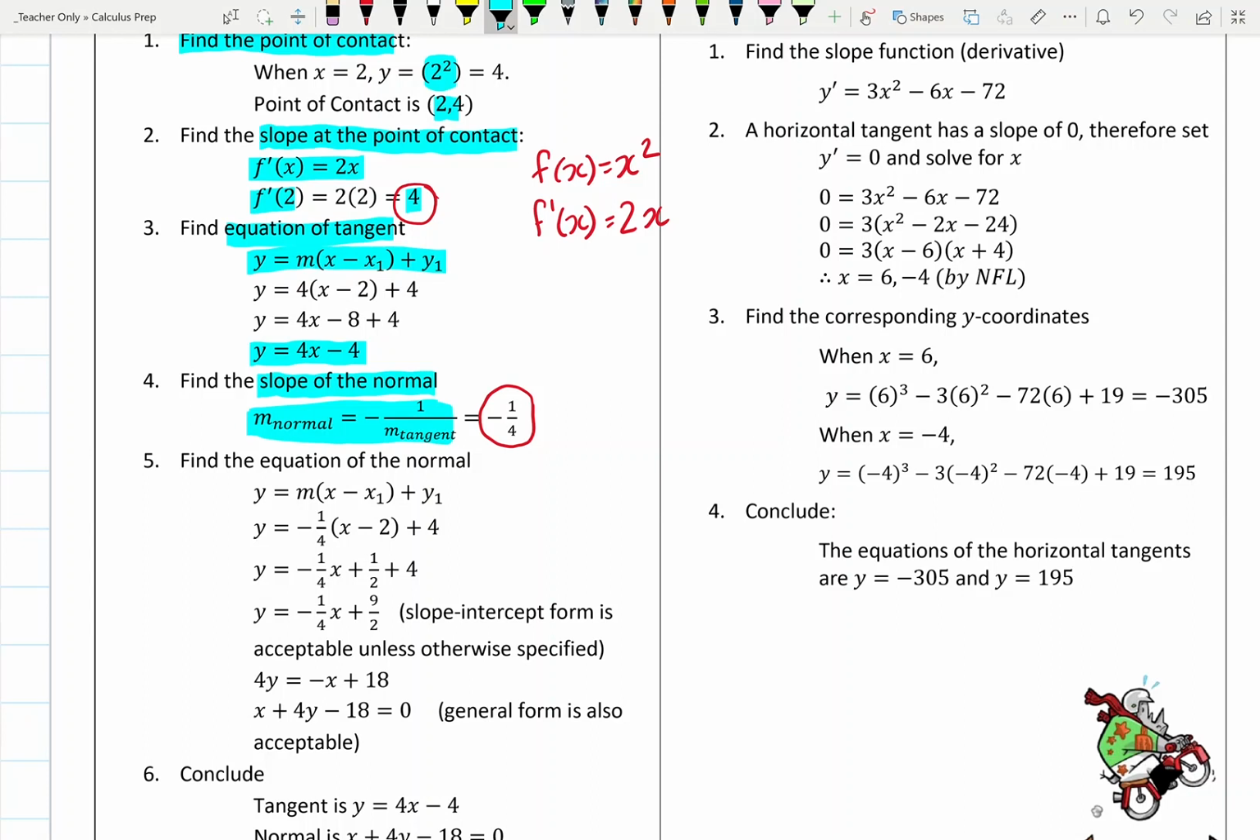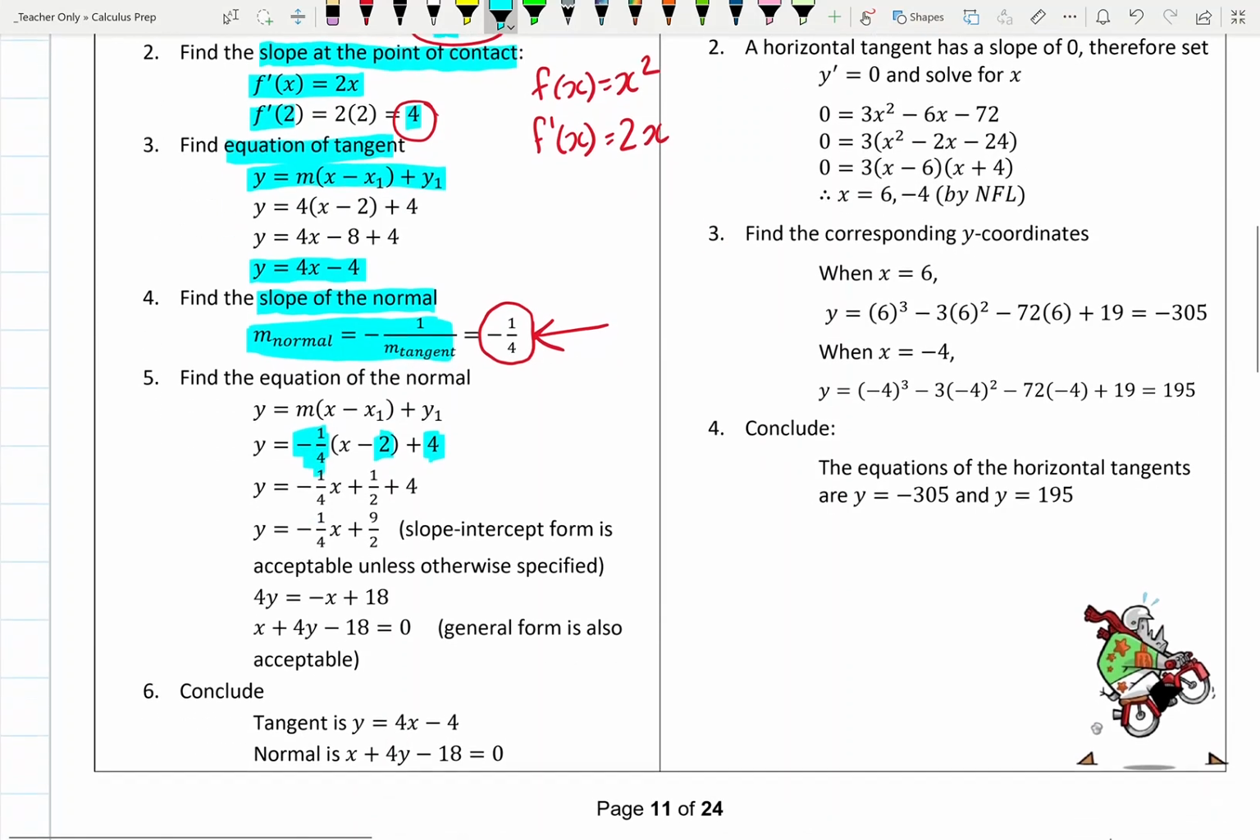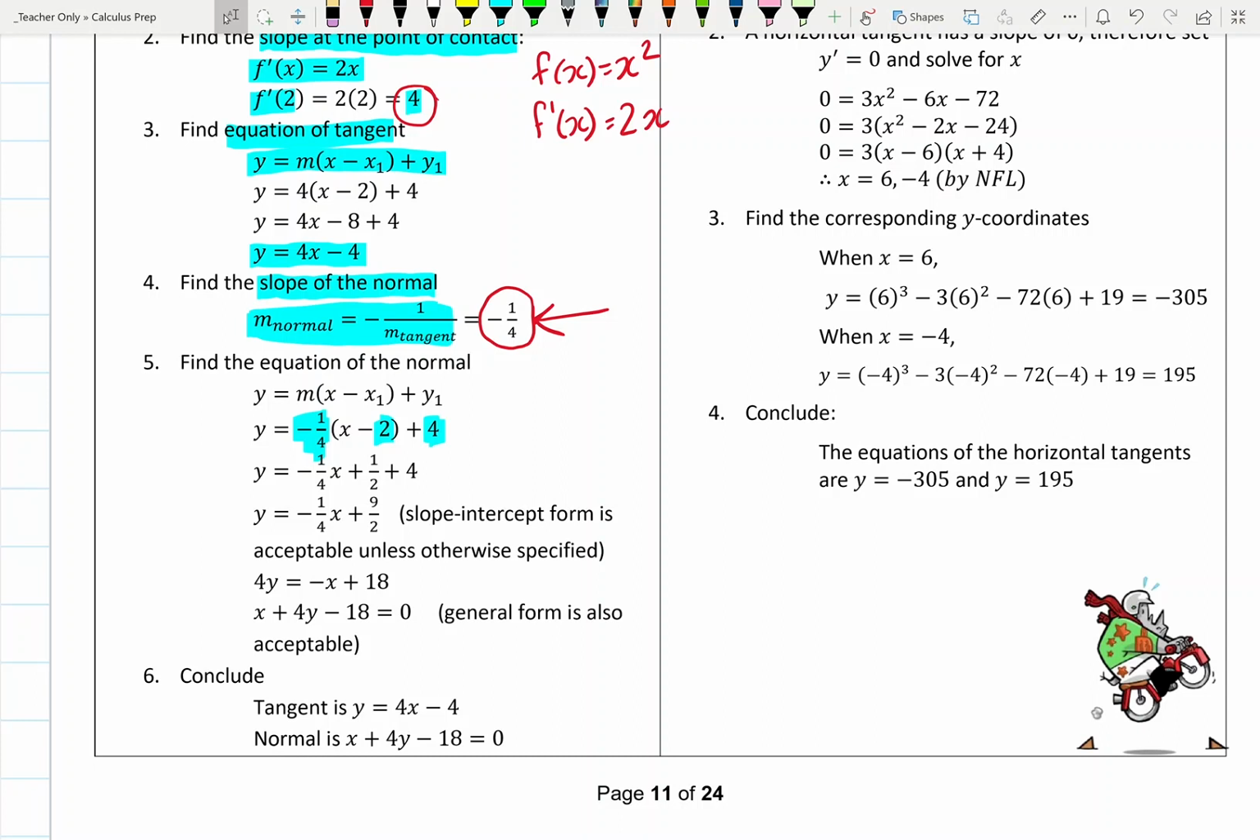Once we've got the slope of the normal, we've now got the two things that we require. We've got the slope of the normal, which is -1/4, and the point that the normal is going through, which is (2, 4). And so we sub those in here. Here's our point (2, 4), and our slope -1/4. So then we go through and calculate to find the equation of the normal.